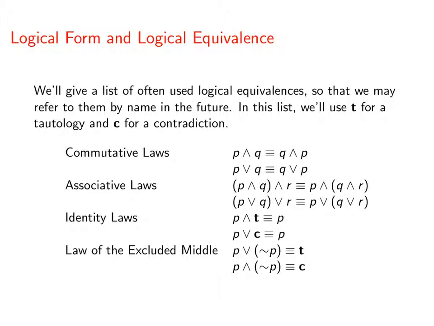In the last video, we proved this one here, that P or not P is a tautology. And in a similar way, P and not P is a contradiction. So the way you'd prove any of these is by using a truth table. Here's some more.